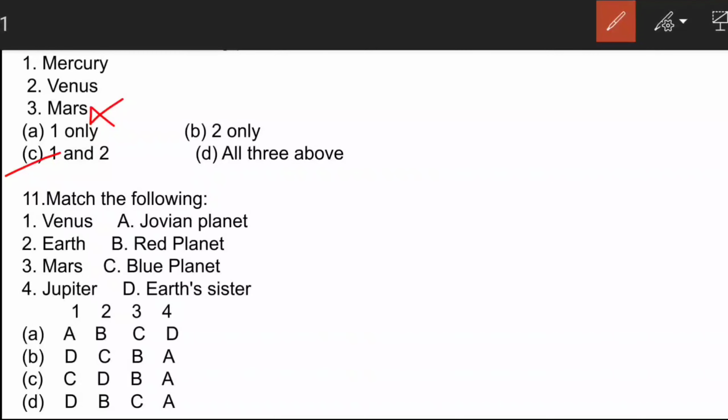In the next question, you have to match the following. Venus is known as Earth's sister. Earth is known as the blue planet. Mars is known as the red planet and Jupiter is a Jovian planet. B will be the correct answer.